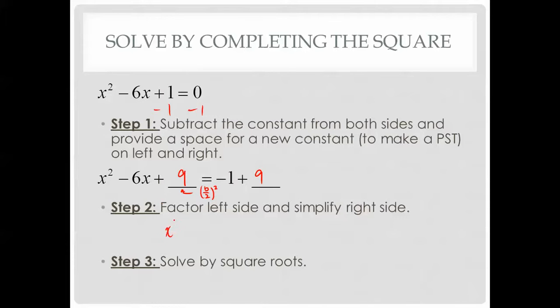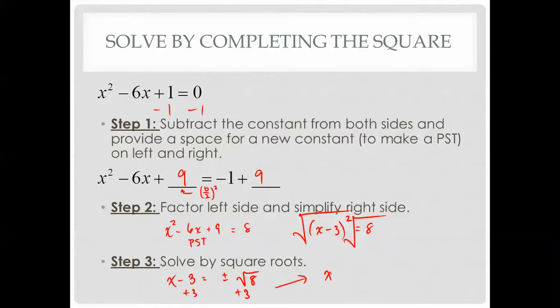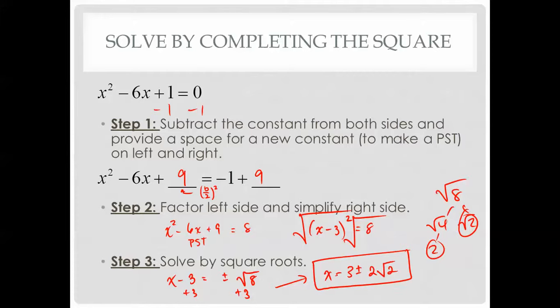So we get x squared minus 6x plus 9 equals 8. This is a PST, so we can factor that quickly and easily. Factored version of that is x minus 3 squared equals 8. Then we square root both sides. We get x minus 3 equals plus or minus square root of 8, and then we add 3. So this gives us x equals 3 plus or minus, now square root of 8 is root 4, root 2. So that's 2 root 2. So our final answer there, 3 plus or minus 2 root 2.